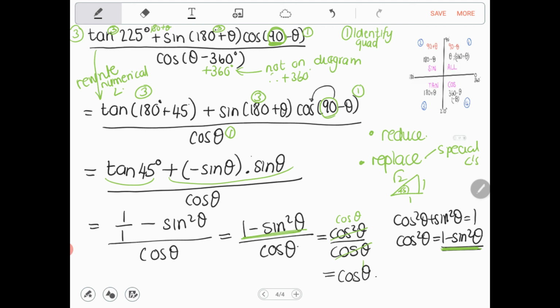Okay, so we're kind of putting everything together. We're putting together our identities. If we have a tan, we're going to replace it with sine over cos. We've got to look out for 1 minus sine squared, 1 minus cos squared, sine squared plus cos squared, and then remember all of our reductions. So there's a lot to remember, and you're going to have to just practice some examples.